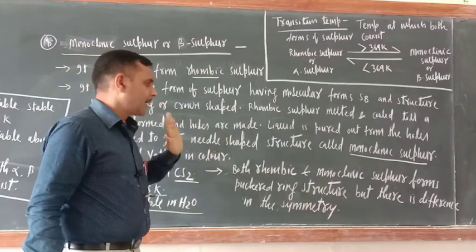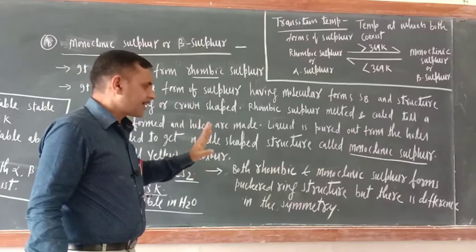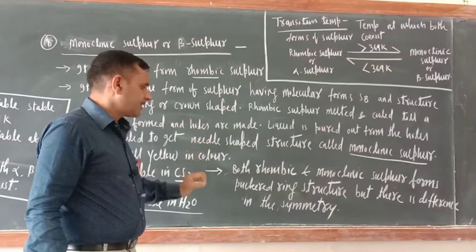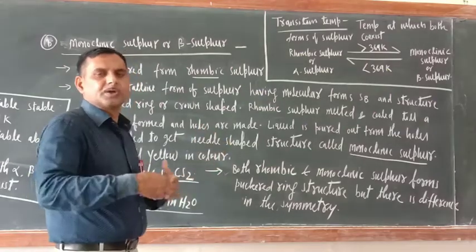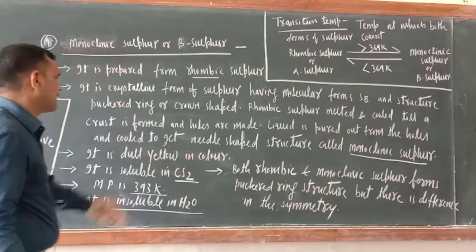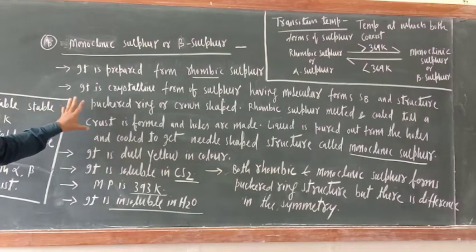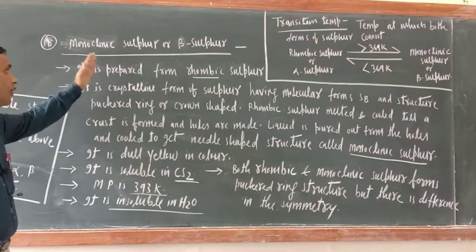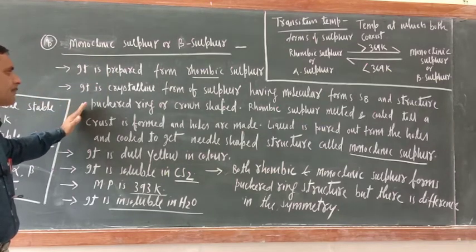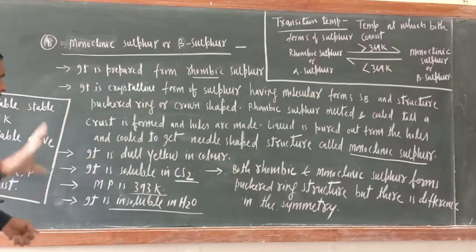rhombic and monoclinic sulfur both are forming the puckered ring structure, but there is a difference in the symmetry in their structure. So in terms of symmetry, they are different. So just try to understand here. It is the theoretical concept. Try to understand how monoclinic sulfur or beta sulfur is prepared from the rhombic sulfur. What is there? Just try to understand.